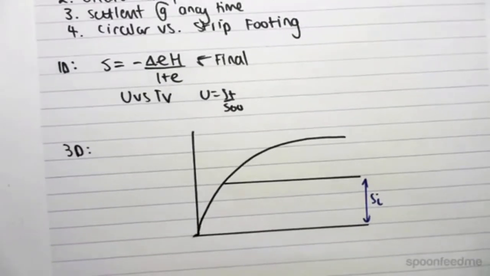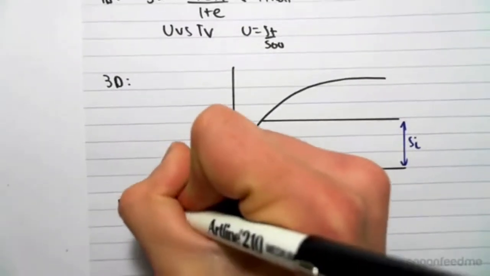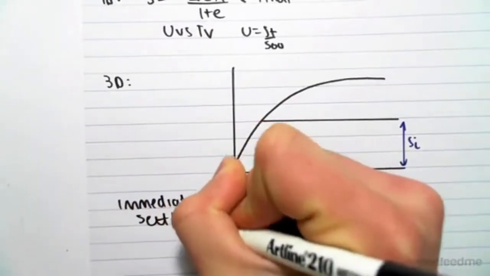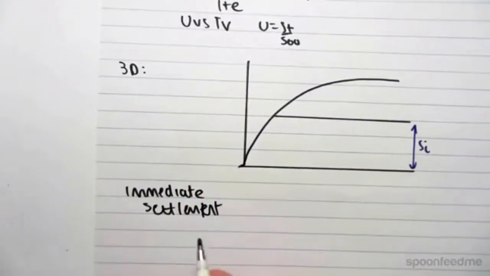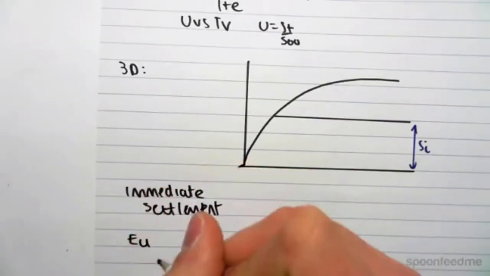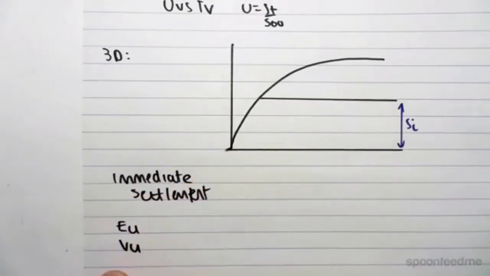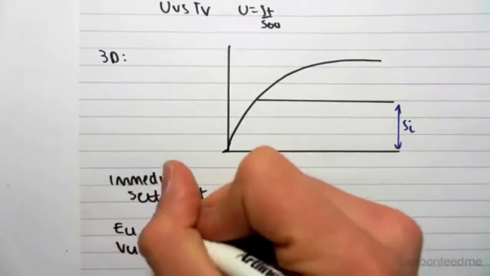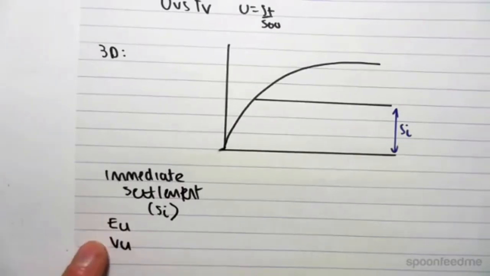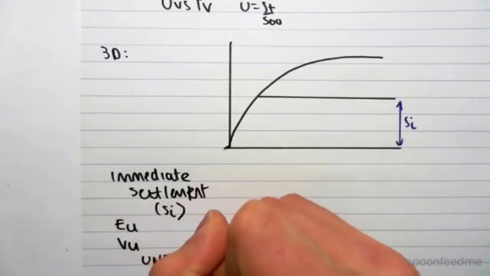So the immediate settlement, because this will be undrained, we're going to be using the parameters EU, E subscript U, so the undrained modulus of elasticity, and VU, the undrained Poisson's ratio. And we're going to just call this S subscript I. So for immediate settlement, we're going to be using undrained conditions because the immediate settlement is undrained.